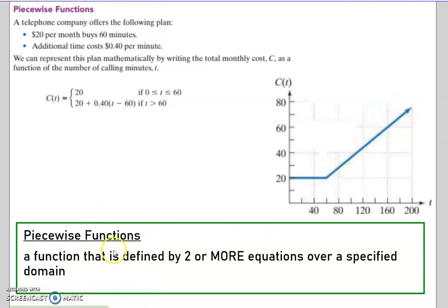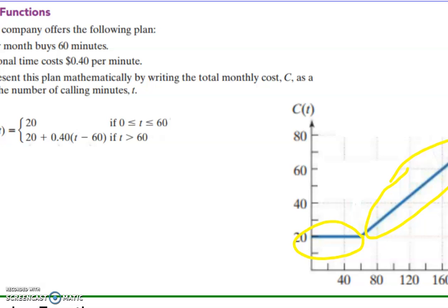Here's your definition. A piecewise function is a function that is defined by two or more equations. So right here would be an equation, and here would be an equation. And notice they both have to be specified over a specific domain. We just talked about that vocab word, domain, x value, okay? And that's what we can take a look at. Let's zoom in here real good and let me break this down for you.